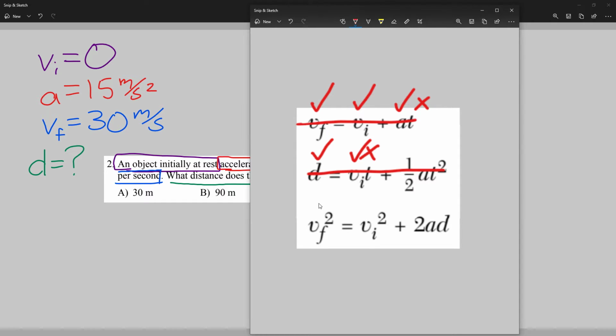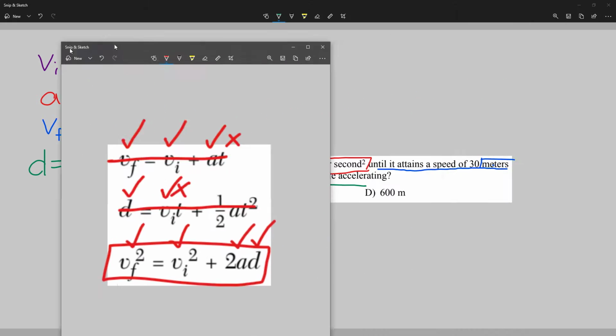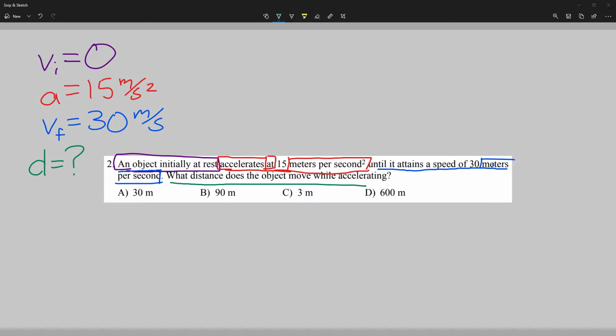And let's look at the bottom one. Do we have VF? Yep. VI? Yep. A? Yep. And we're solving for D. So we have everything here, so we're going to use this formula to solve for the equation. All right? So let's continue.